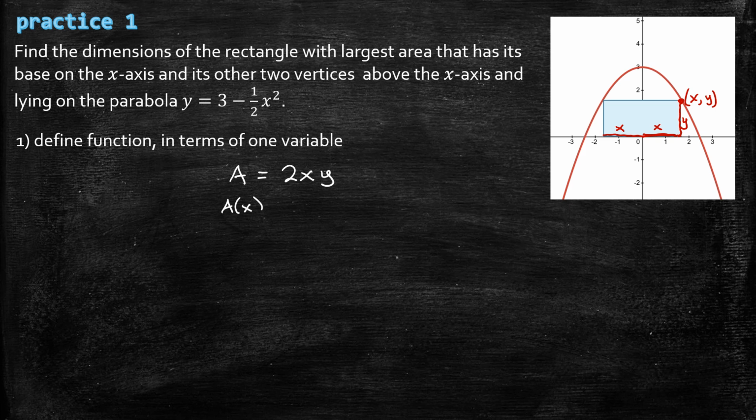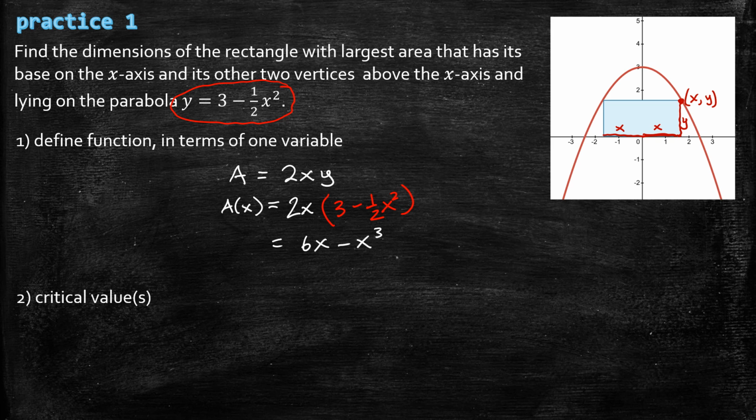So let's do it in terms of x, because if we look up here, we actually already have y expressed in terms of x. So we can make that substitution. So 2x, and then here in place of y, I'm going to put this. And while we're at it, maybe we could just multiply through to simplify, anticipating the next step, which is to find the critical values.